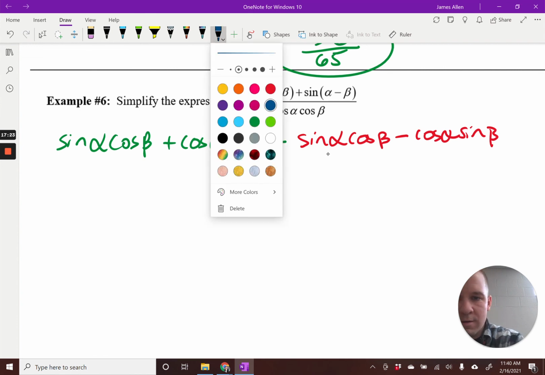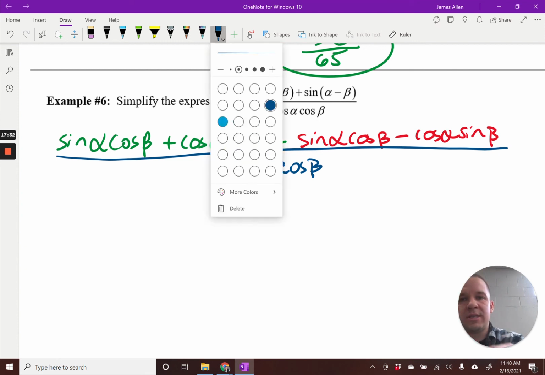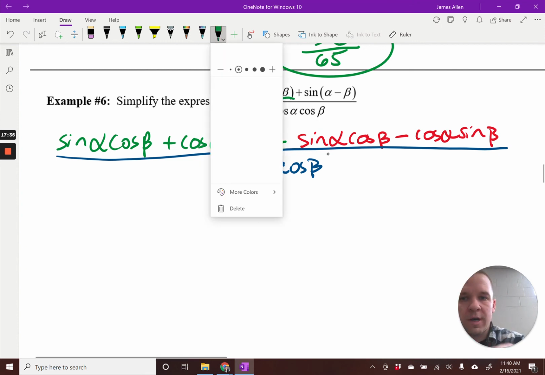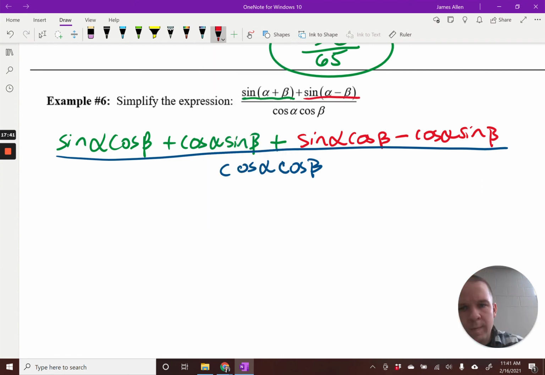There we go. All over cosine of alpha cosine of beta. All right. So this is the expansion. That's the green one. And this is the red one. Okay. Lovely. So let's see here. We had the hunch. We're like, hey, maybe we'll get some cancellations. Who knows? Well, it looks like we have a cosine of alpha sine of beta and a negative cosine of alpha sine of beta. Let me switch back to blue here. Okay, we'll use that as our default. Okay, so now it looks like I've got two of those.